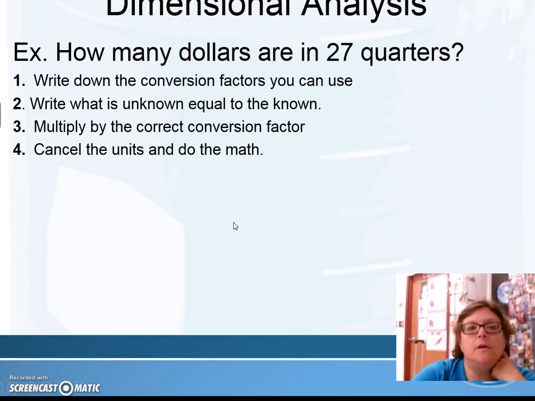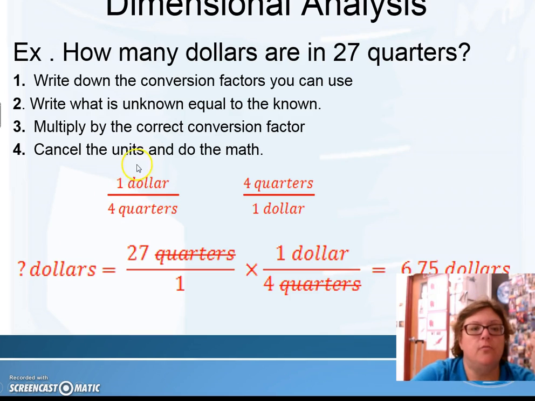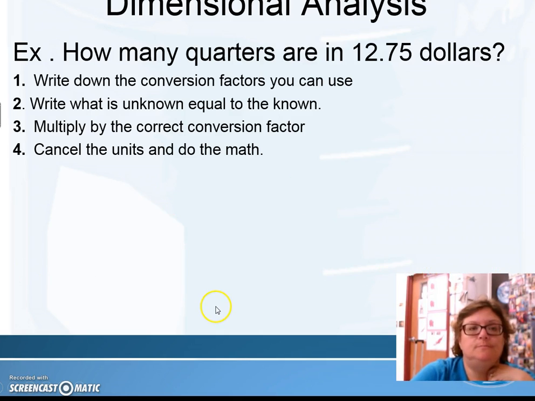For instance, how many dollars are in 27 quarters? We know that there are 4 quarters in $1, and we know that we're going to start with 27 quarters. We're solving for dollars, so we're going to take 27 quarters times $1 for every 4 quarters. There's $6.75 in that many quarters.